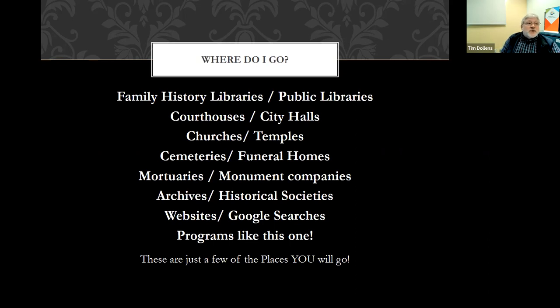All right, so where do I go for all these records? Family history libraries, public libraries, courthouses, city halls, churches, temples, cemeteries, funeral homes, mortuaries, monument companies, archives, historical societies, all kinds of websites. Google searching is a thing. Google searching does provide lots of records for up-to-date repositories that might have stuff. And then, if you're going to delve into more research on this, always attend programs like this that might have information that you didn't learn from me. So that's just a few places that I want you to think about and why death records are so important.